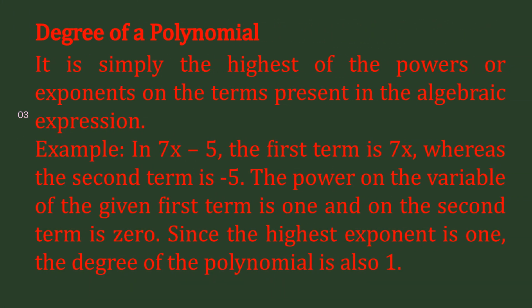Degree of a polynomial. It is simply the highest of the powers or exponents on the terms present in the algebraic expression. Example: in 7x minus 5, the first term is 7x, whereas the second term is -5. The power on the variable of the first term is 1, and on the second term is 0. Since the highest exponent is 1, the degree of the polynomial is also 1.